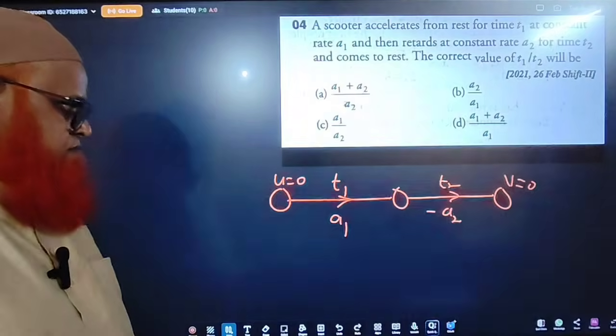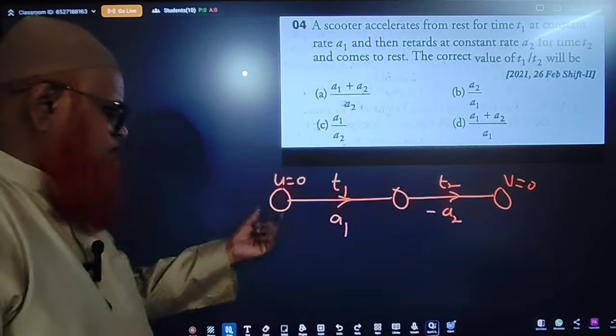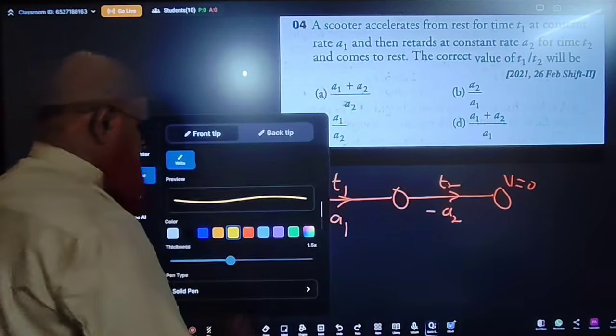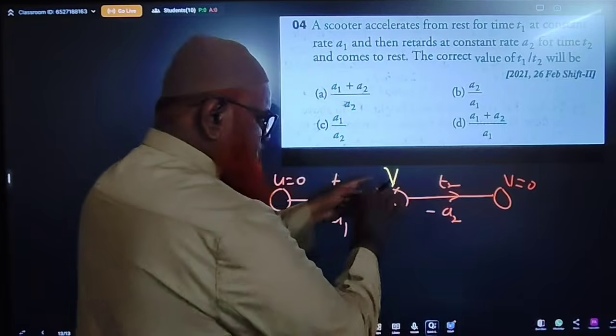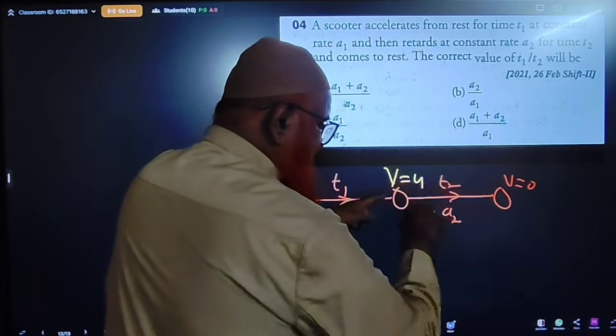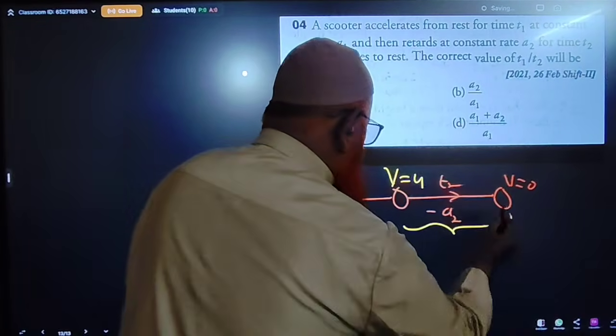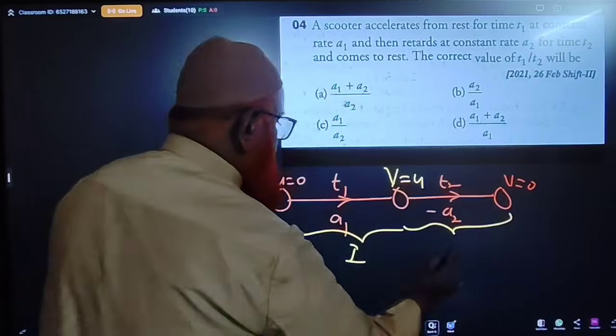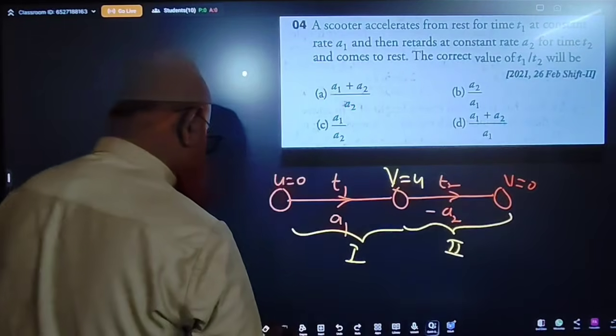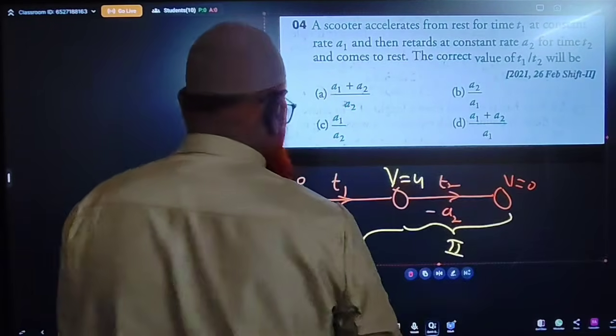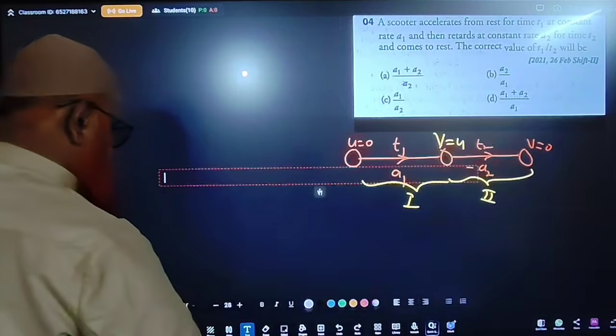How do you find out that one? See, from the initial velocity, it has come to a final velocity which is taken as v here. This final velocity is going to be the initial velocity in the second case. There are two situations. This is case 1 and this is case 2. We have to solve the two situations now. Let us see how we are going to solve these two situations.